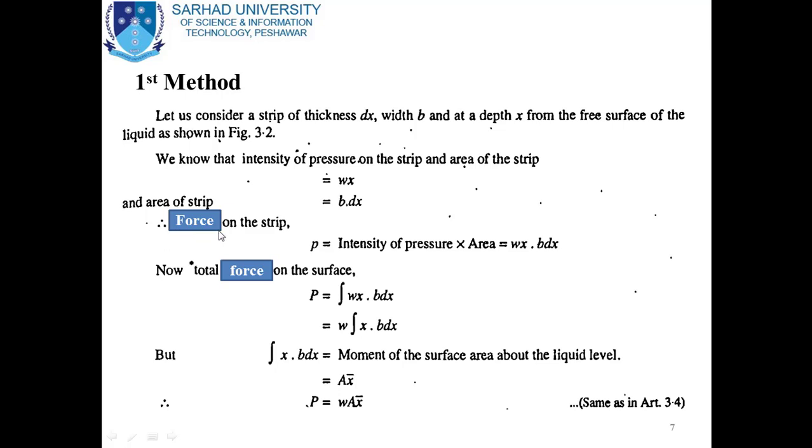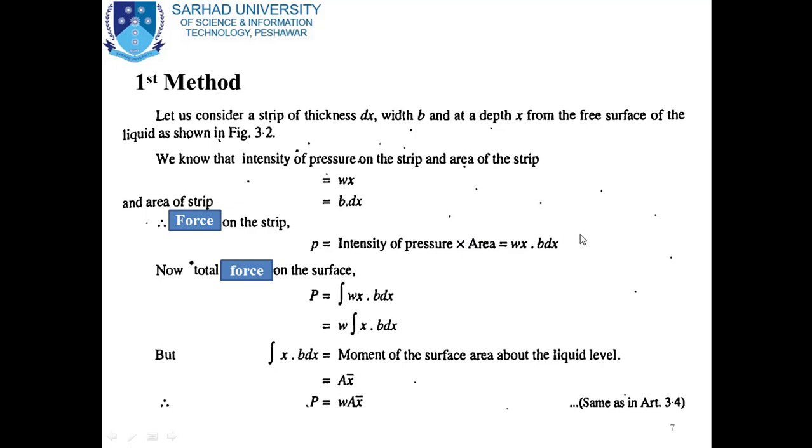The force on the strip P is equal to intensity of pressure into area. By multiplying intensity of pressure with area, we will get the total force on the strip. So intensity of pressure is equal to omega x, which is taken from here, and area of the strip is equal to B into dx. So now total force on the strip P is equal to integral omega x into B dx.